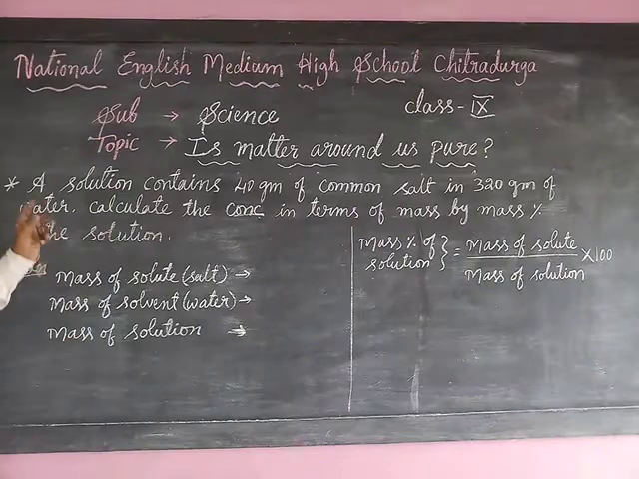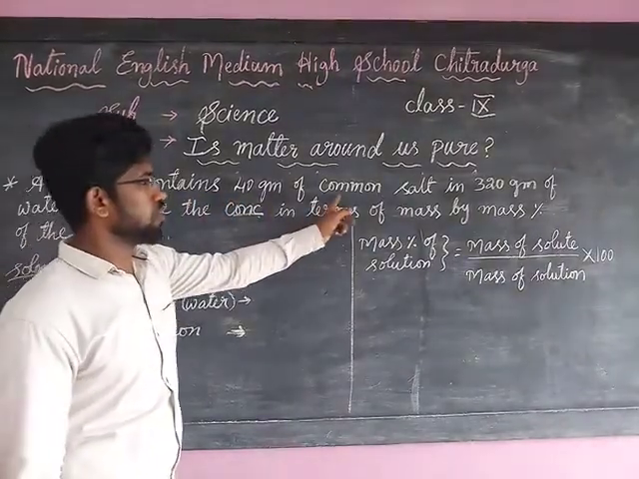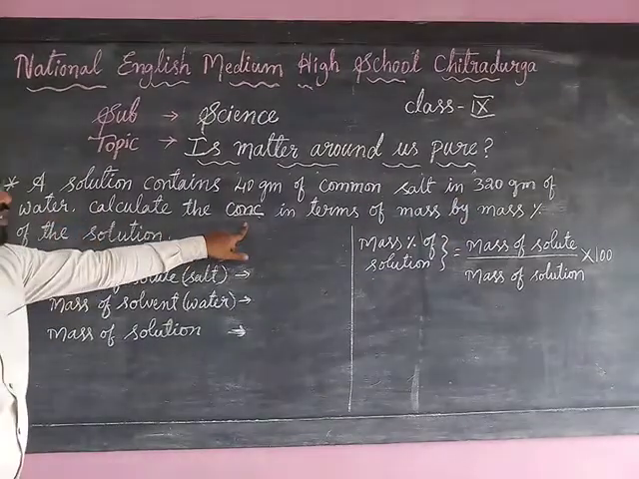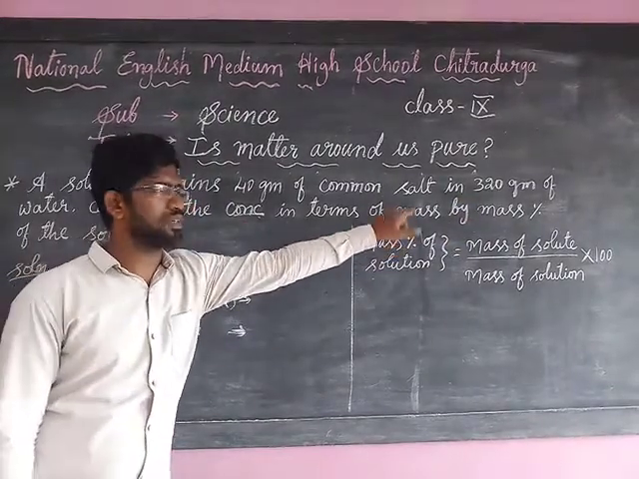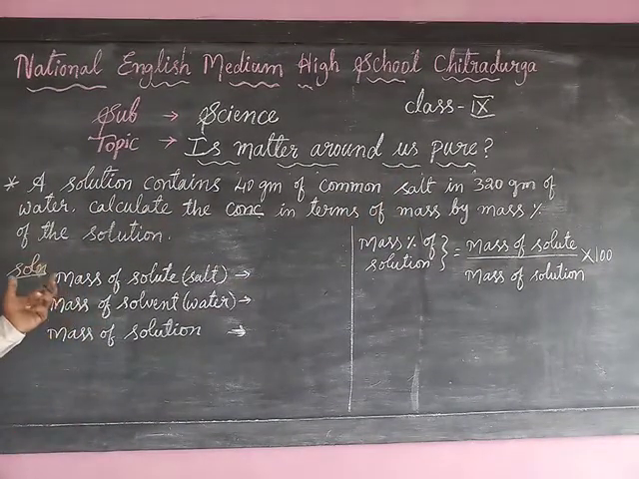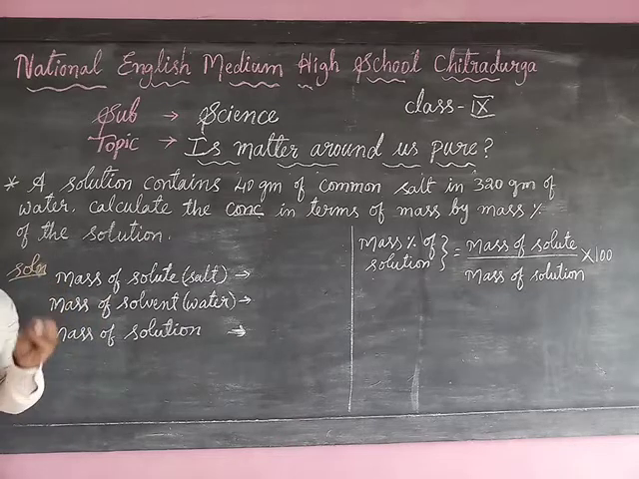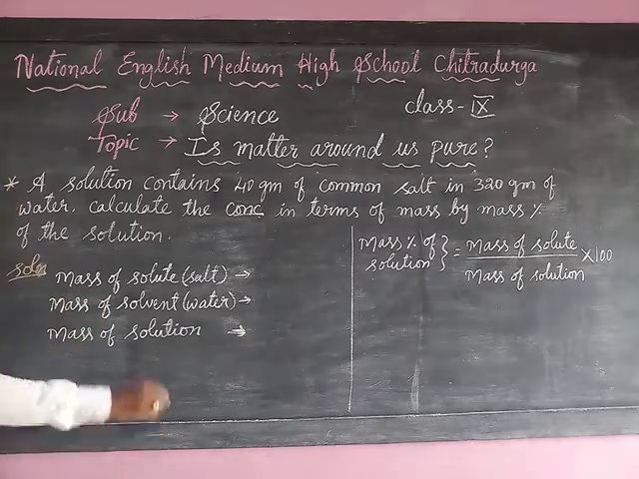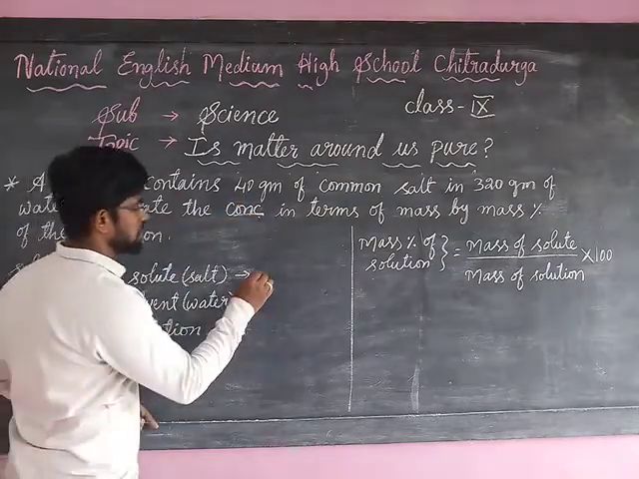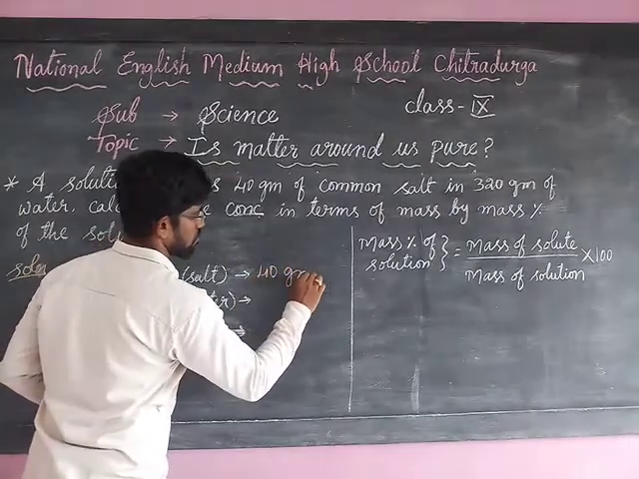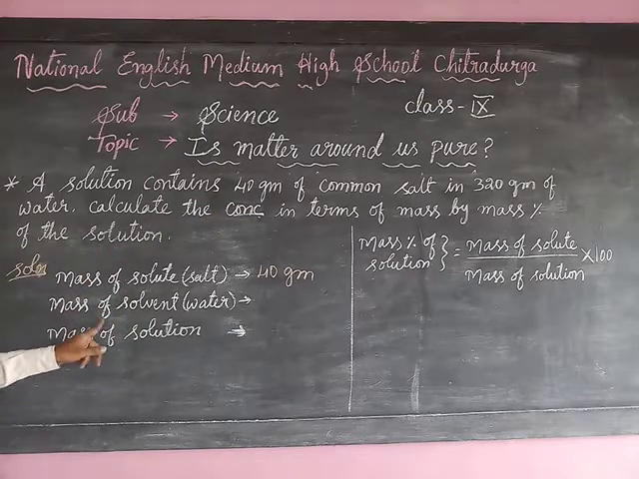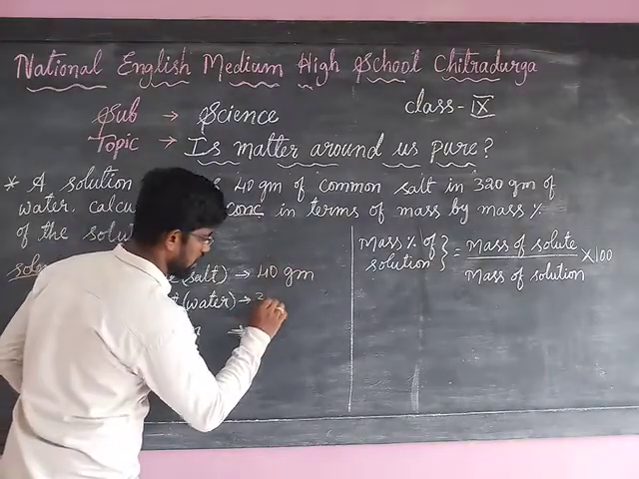Take an example. A solution contains 40 grams of common salt and 320 grams of water. Calculate the concentration in terms of mass by mass percentage of the solution. That is the question, so let me write down the solution. For the solution we have to take the given, what they gave in the question. First, mass of solute, the salt: 40 grams of salt. This 40 grams of salt is in 320 grams of water, so mass of solvent, water, is 320 grams.